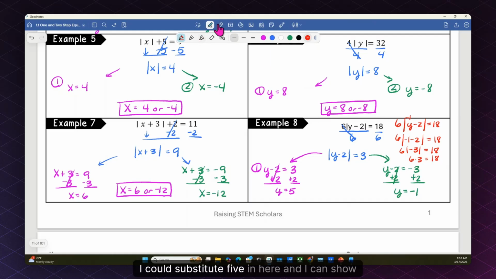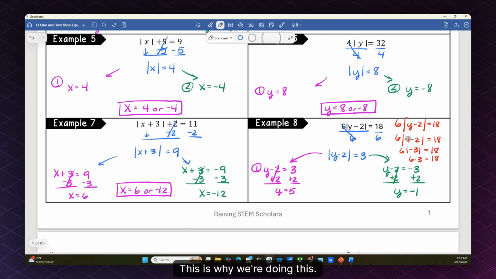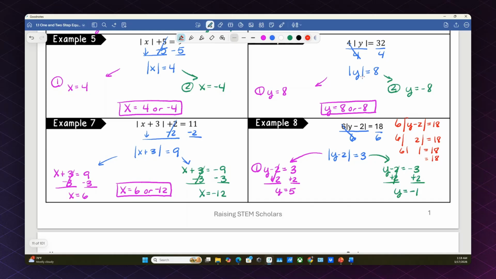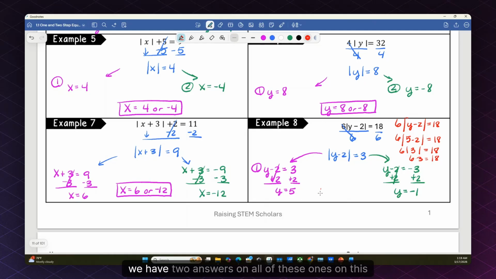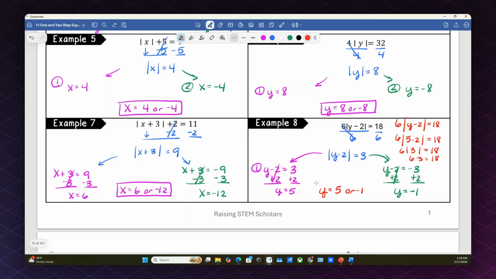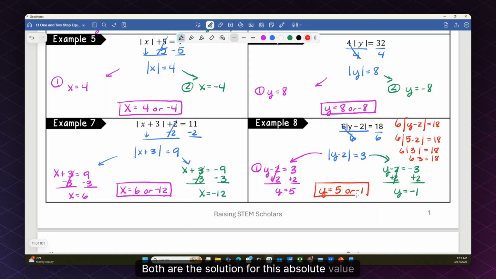I can substitute 5 in here, and I can show you why we have to have two cases. Let's say we did the positive 5. So we did 5 minus 2, which gives me positive 3. And 6 times 3 gives me 18. So we were solving it both ways to make the statement true. That's why we have two answers on all of these on this page, where it's 5 or negative 1. Both are solutions for this absolute value equation.